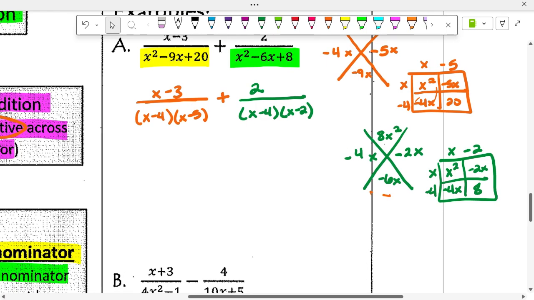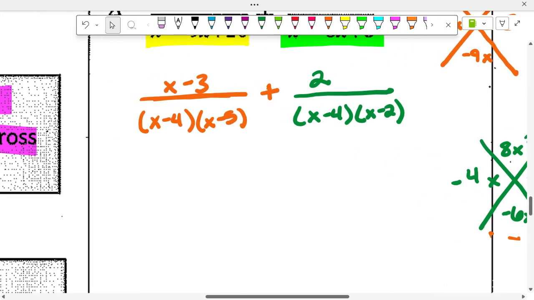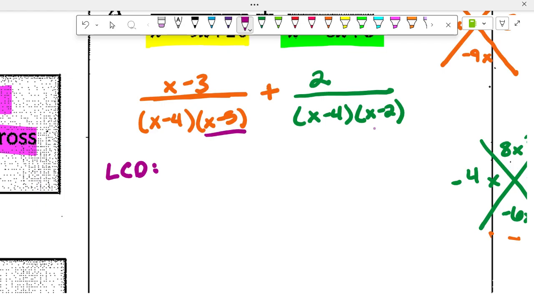Now, from there, we look for the LCD. Here's what I tell students about the LCD. It's actually very, very easy to find. We just want to write every factor between the two denominators once. So if a factor repeats between the two denominators, we don't need to include it twice. So no repeating factors. The two that obviously don't repeat are x minus 5 and x minus 2.